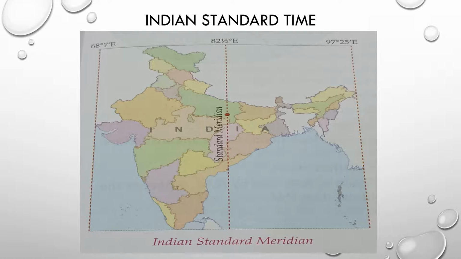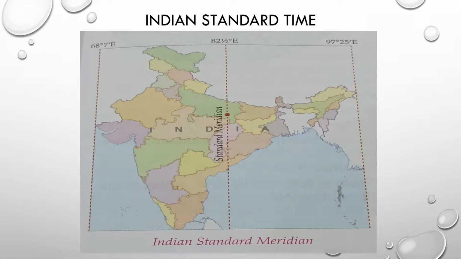Now there are 29 longitudes that lie between the east and the west. Now 68, 69, 70, 71, 72. So if we start counting from 68, it goes to 97. So there are 29 longitudes that lie between east and west.